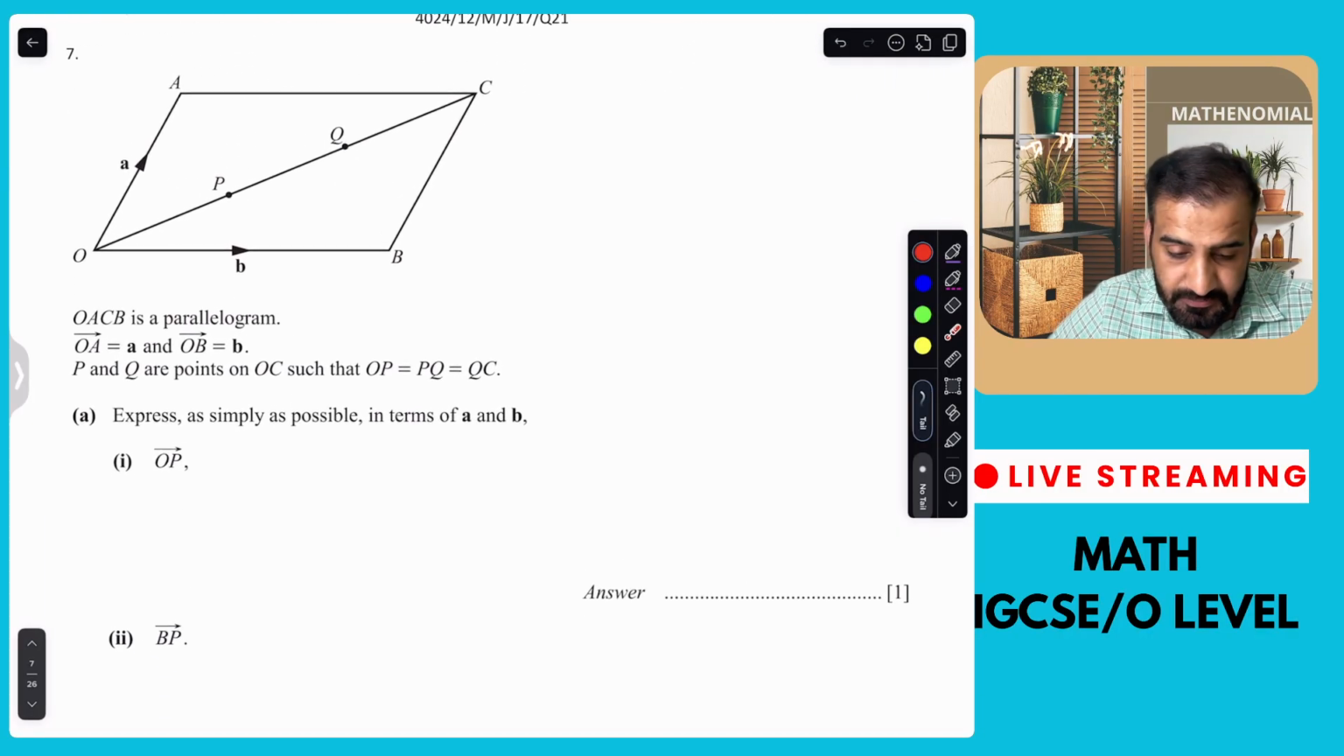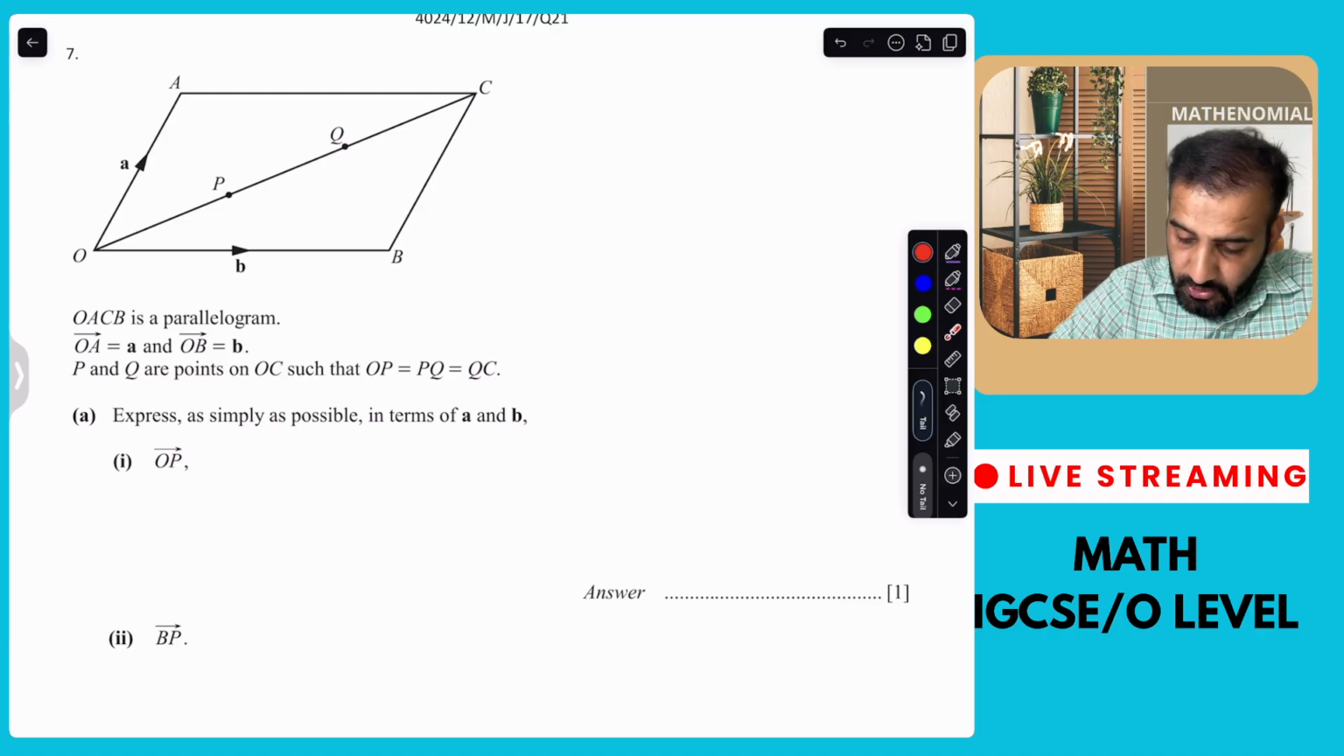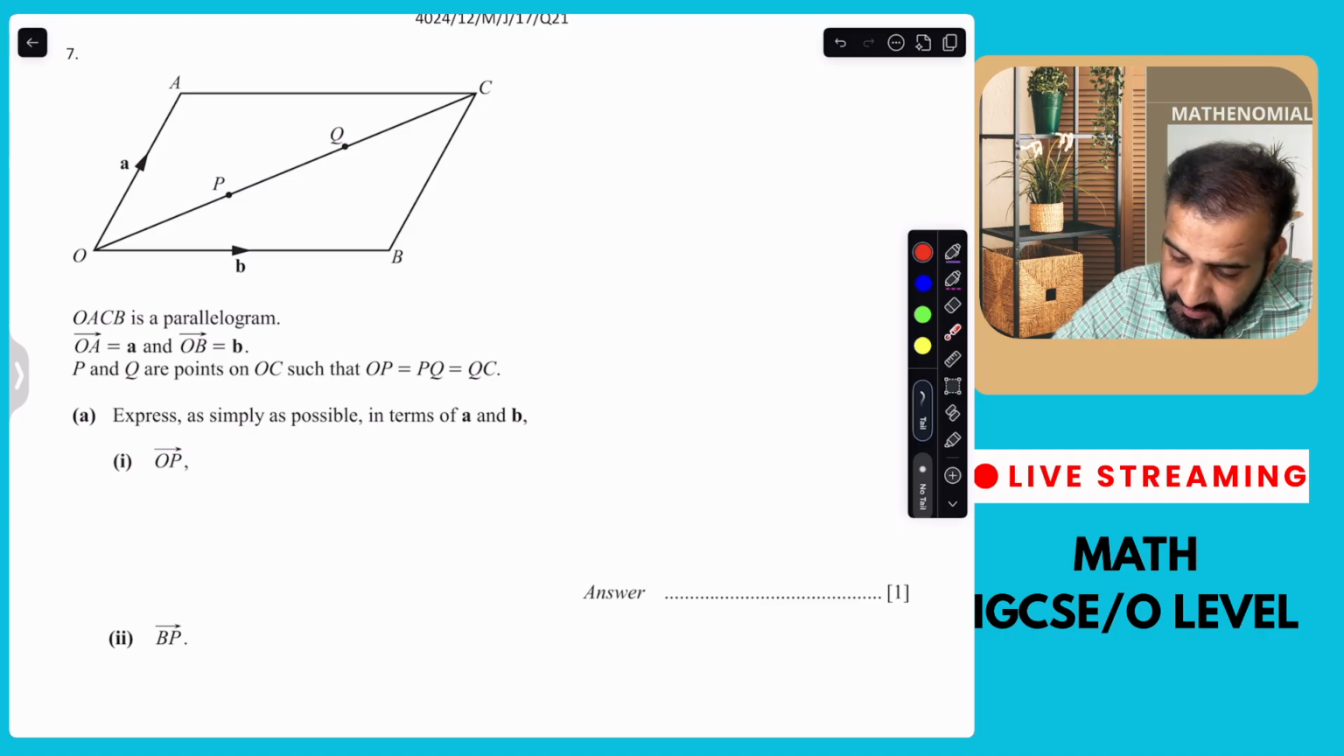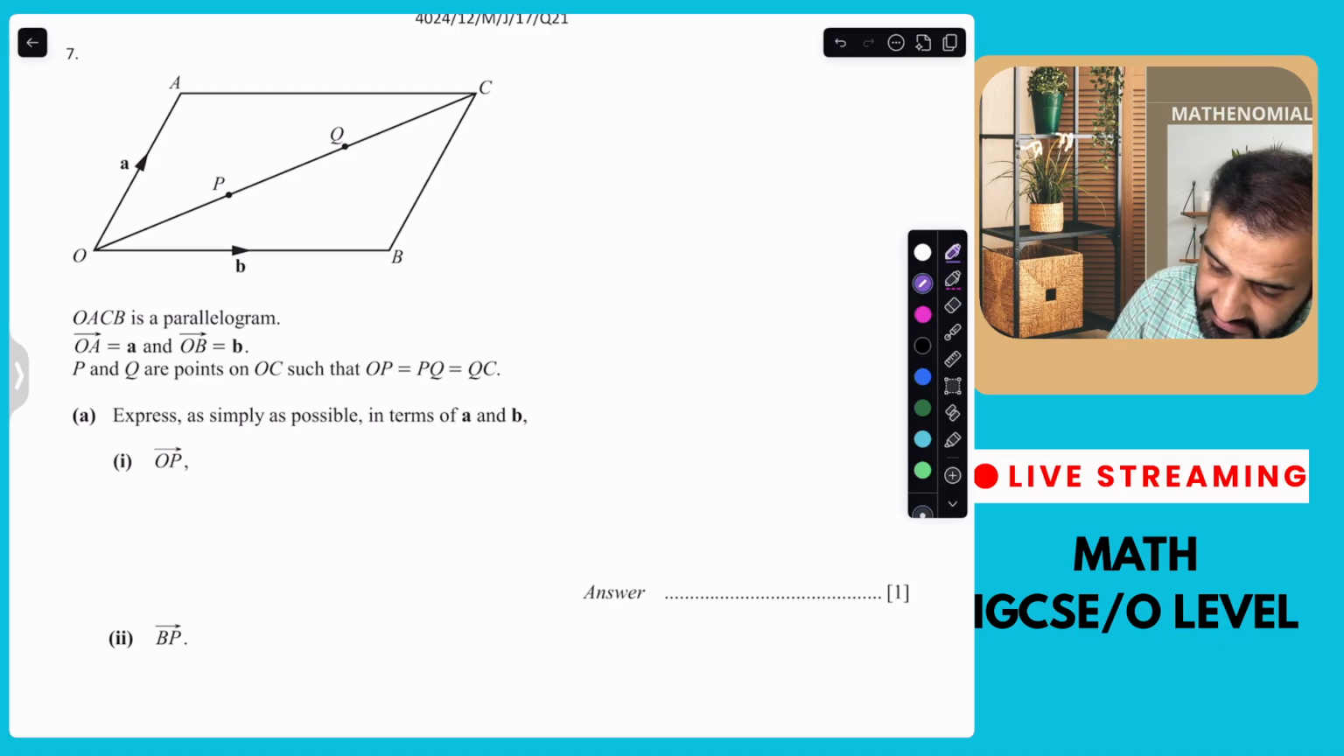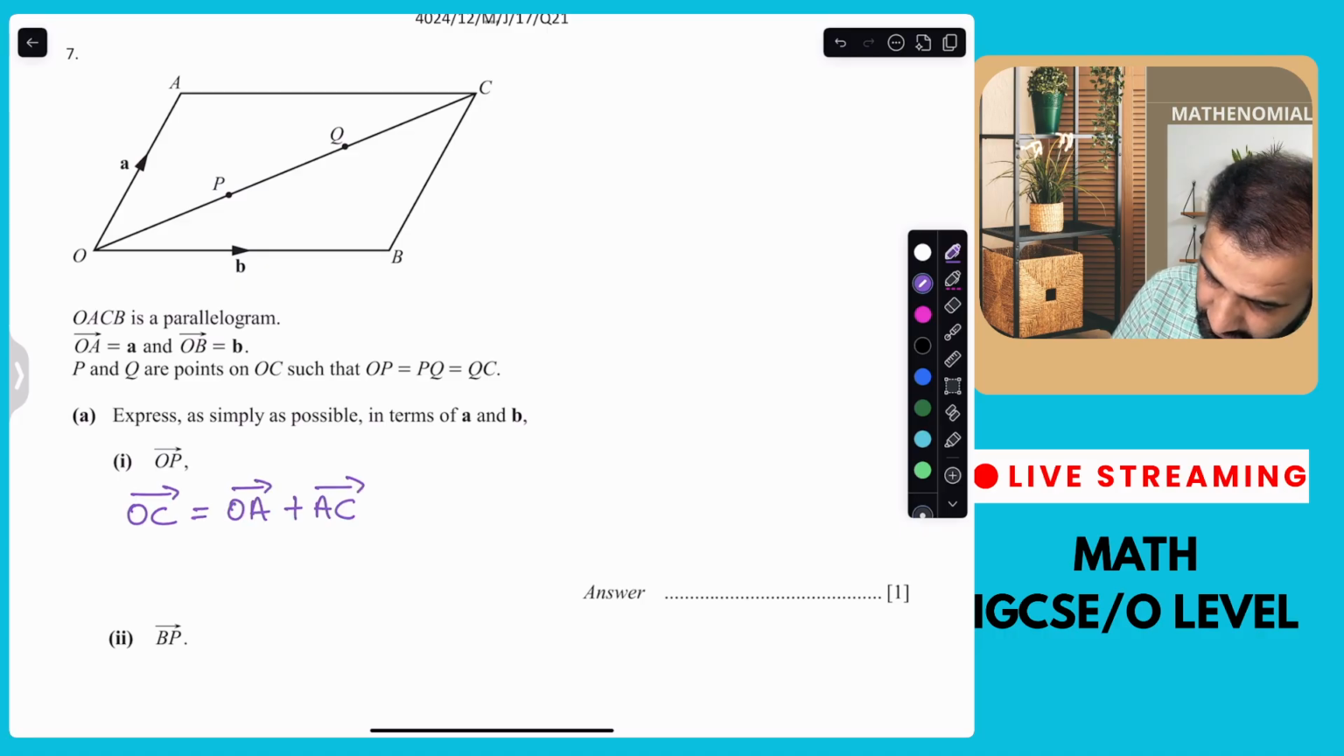Next is question 7. OACB is a parallelogram. OA is A, and P and Q are points on OC such that OP equals PQ equals QC. So express OP. First of all, let's calculate OC. So we know that OC is O to A plus A to C. So O to A is A, plus A to C is B.